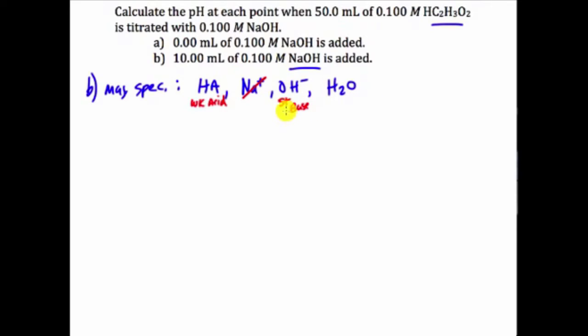So what happens is if I have a base and an acid together, they react with each other. So that's what I'm going to do first. I'm going to do the reaction between the weak acid and the OH minus. You could throw the sodium in here if you want, it's up to you, but you don't really need it because the sodium ion isn't doing anything. It's a spectator ion, and it's not going to have any effect on the reaction. And what we do is start with the BCA table.